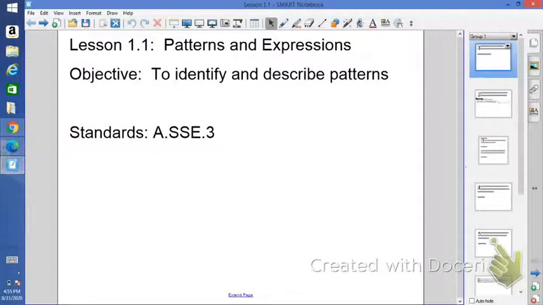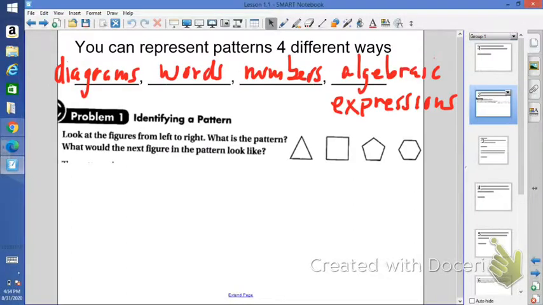Lesson 1.1 is titled Patterns and Expressions. The objective for today is to identify and describe patterns. You can represent patterns in 4 different ways: through diagrams, words, numbers, or algebraic expressions.